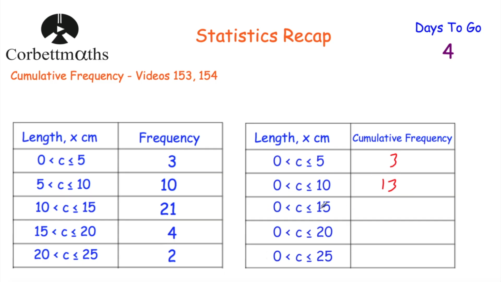The next one, between 0 and 15, you now just need to add on 21. 13 plus 21 is 34. You could add these and get 34, or I've just added on the 21 to what we had before. Now another 4, that's going to be 38, and another 2, that's going to be 40. So we've completed our cumulative frequency table. That's how you complete a cumulative frequency table. You find the running totals, you add up those frequencies. Now let's have a look at how to draw cumulative frequency.